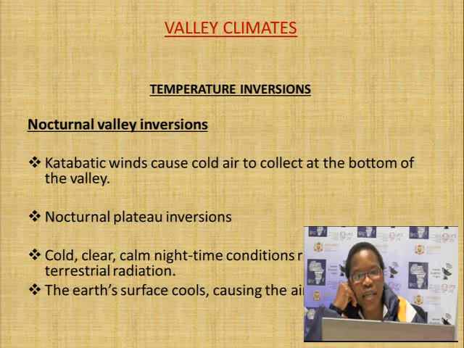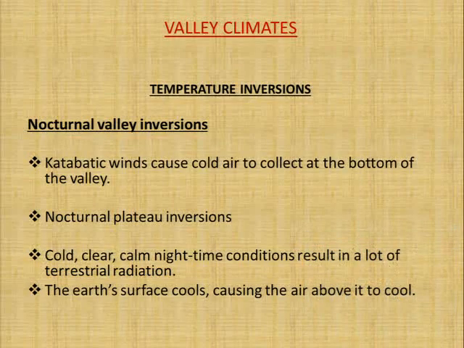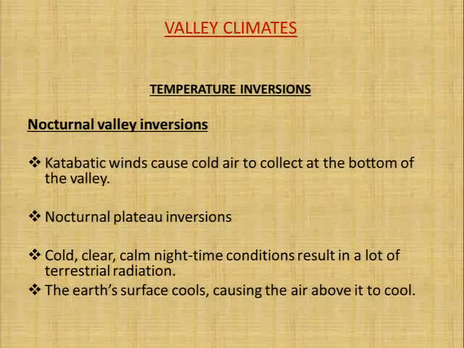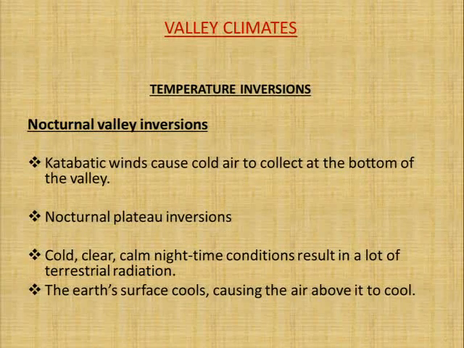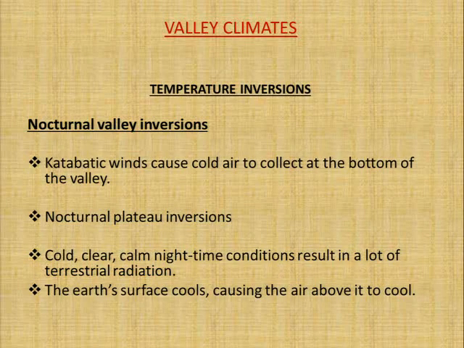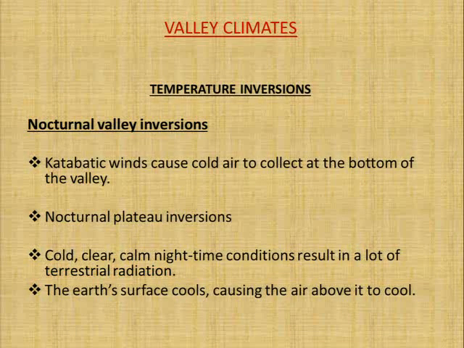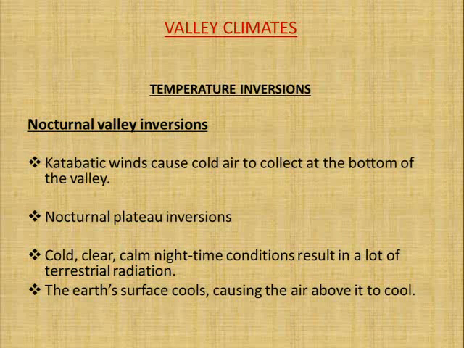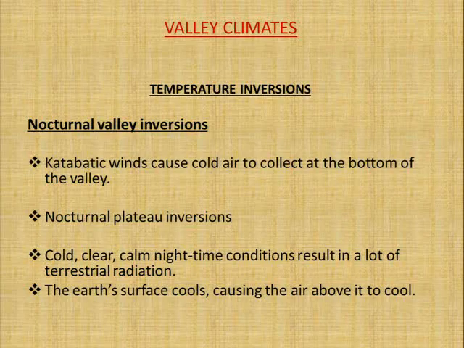Now we have the temperature inversions, as I have indicated. So concentrating on the natural valley inversions, the katabatic winds cause cold air to collect at the bottom of the valley, as we have indicated. Now we have the natural plateau inversions. In other words, it's repeating itself: when the mountain tops are cold, we know the pressure is high and the air is highly dense, then it flows down into the valley and collects there. Then the air which has been collected there during the day, which is warm, rises.